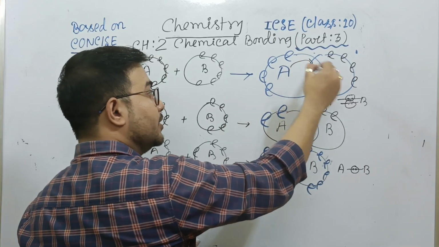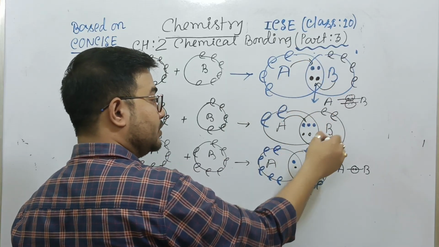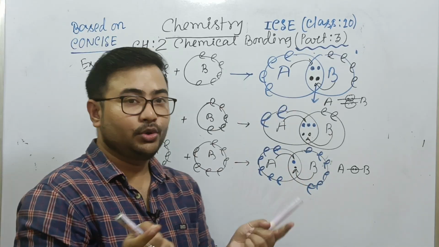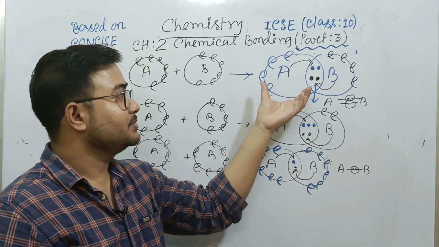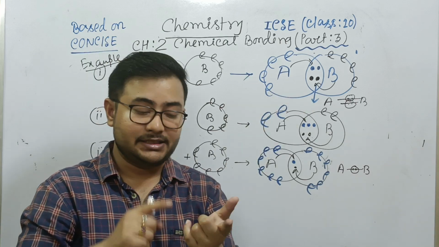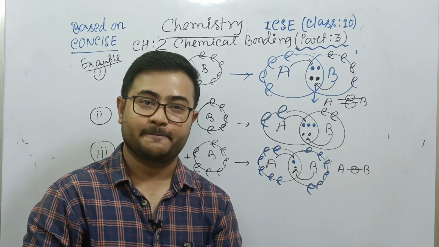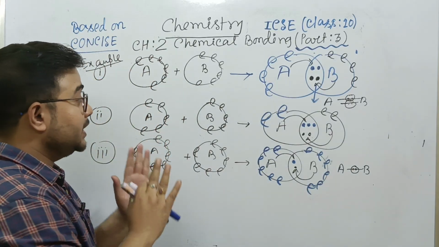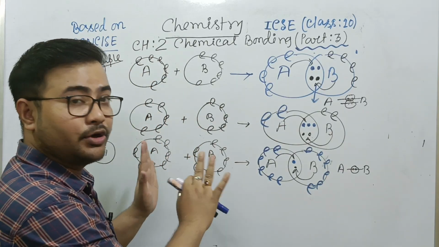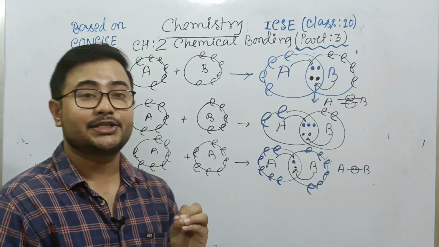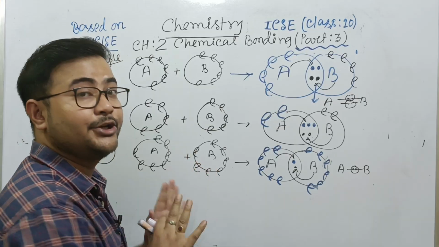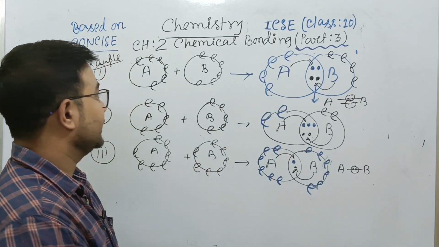A donates 2, B also 2. A 3, B also 3. A 1, B also 1. So the donation by the 2 atoms is always equal, and that is called equal sharing. Do you understand? Now one of the important concepts, this is the most important concept. You cannot understand this concept by reading only the book, and this is the crystal clear concept. Try to understand. Okay, done.